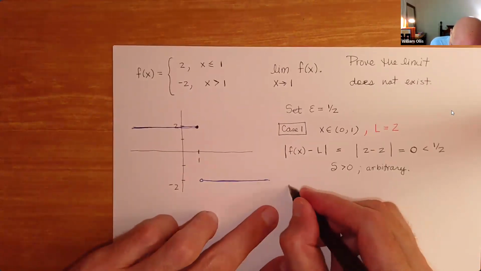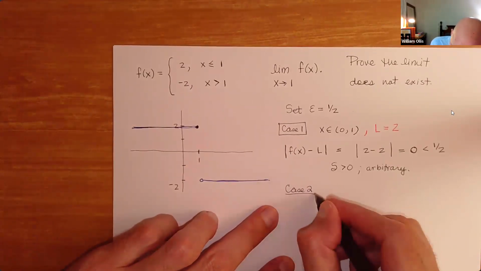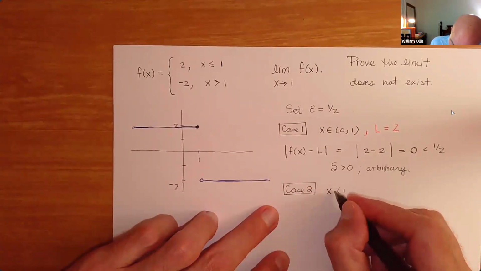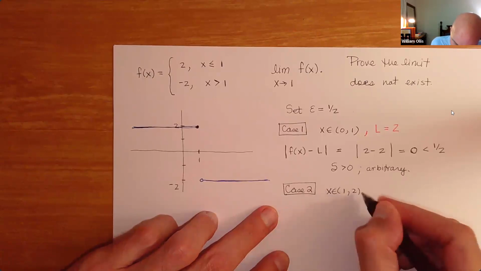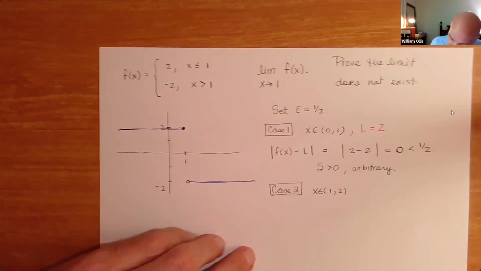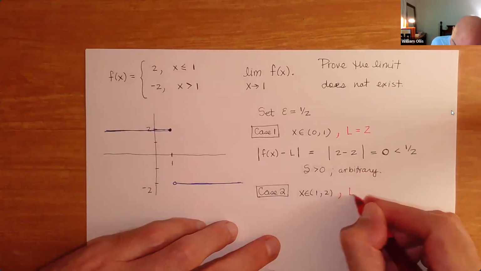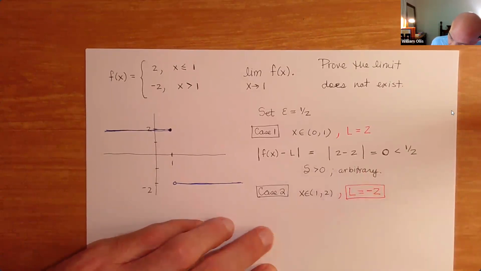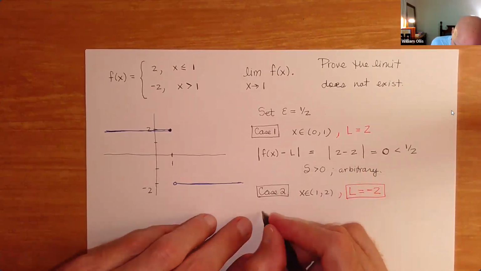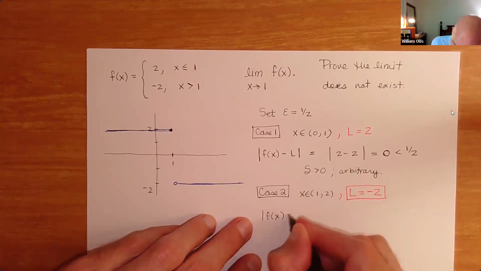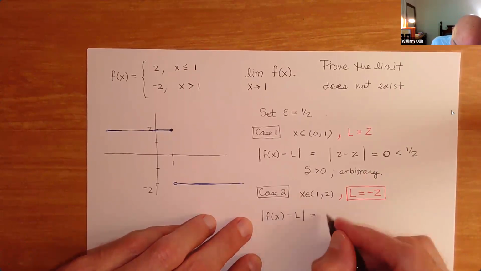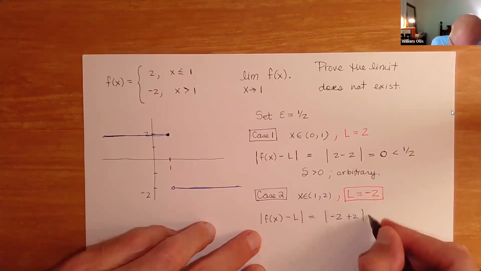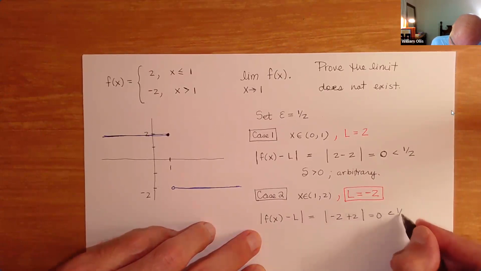Now for case 2, we'll just take x between 1 and 2. So on this side, of course, L equals -2. And that's the problem. We can fit it. So now, if we do f of x minus L, this gives us -2 minus the negative, that'll be +2, which is 0, which is certainly less than 1/2.